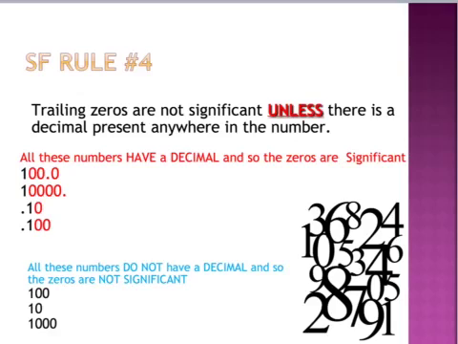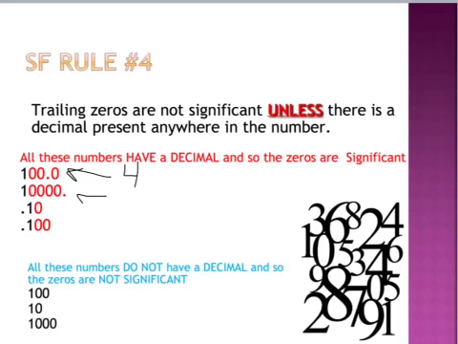The first set, seen here in red, says all of these numbers have a decimal. So if you notice, look, 100.0, 10000 with a decimal, 0.10, 0.100. All of these numbers seen here in this first segment in red have decimals. If there is a decimal present anywhere in the number, the zeros are significant. So in this first one, all of these zeros are significant, plus obviously the 1. So there are 4 sig figs.